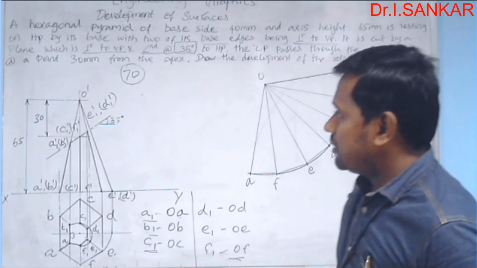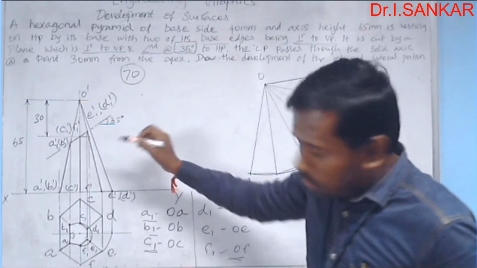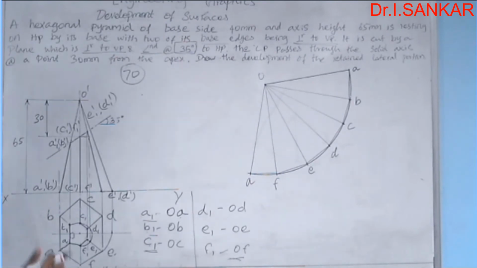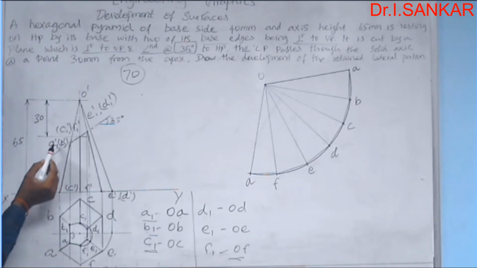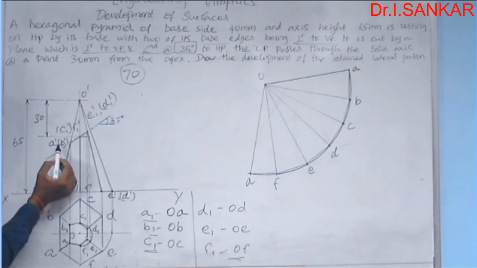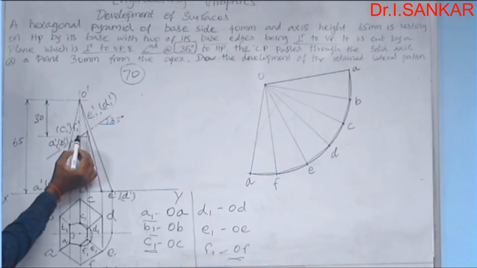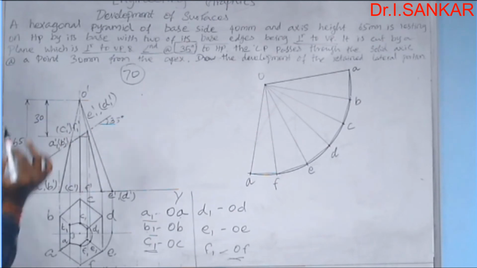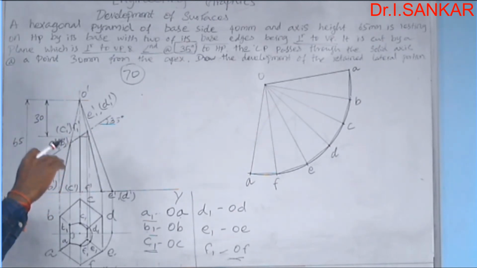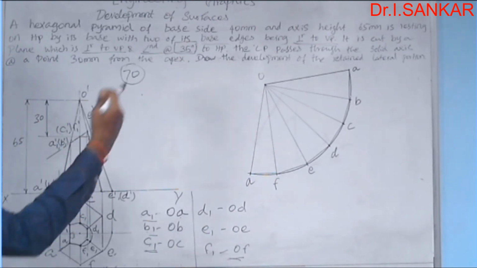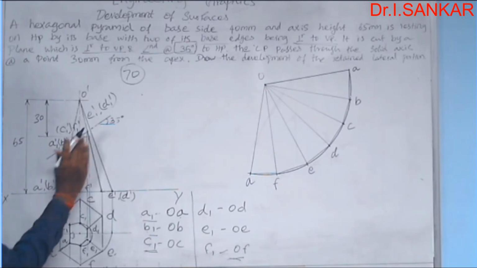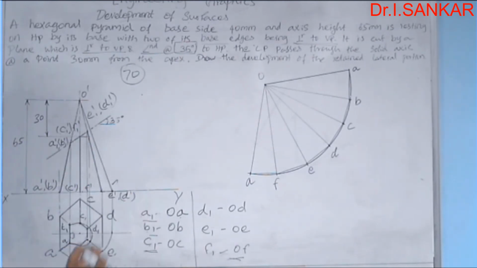Before that, you have to transfer these cut points onto the true slant edge length line. See here, the cut points in the front view are A1 dash, B1 dash, C1 dash, F1 dash, E1 dash, D1 dash. They are marked in their respective positions. Before measuring them to mark in the developed portion, first you have to transfer all the cut points toward the true slant edge length line.